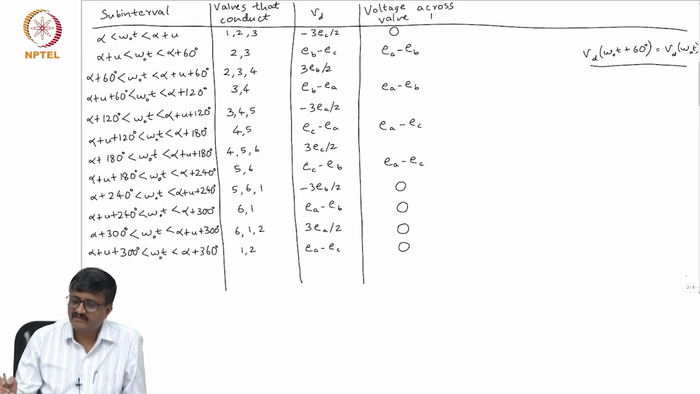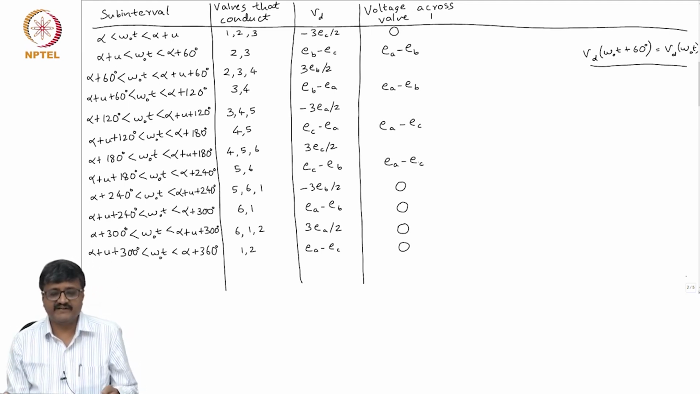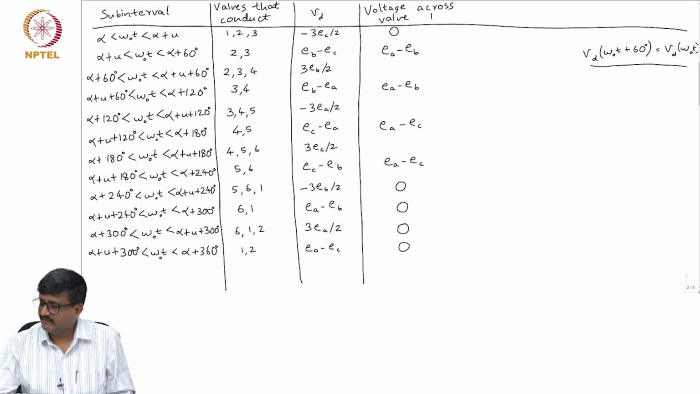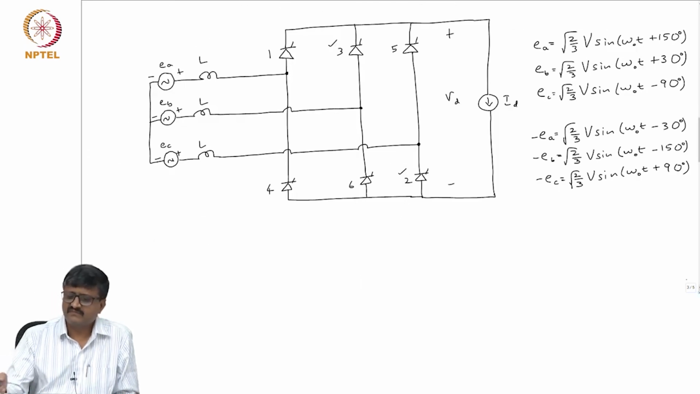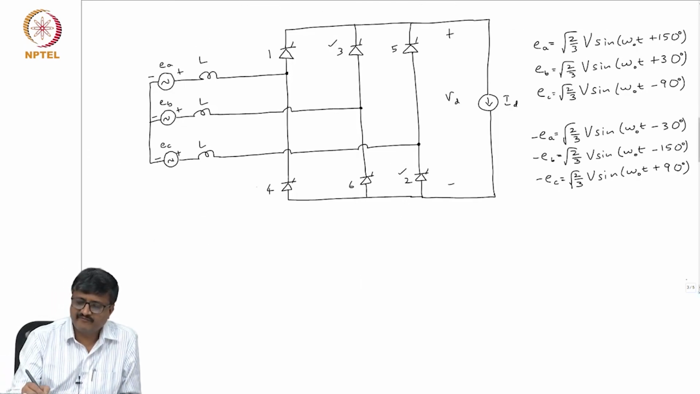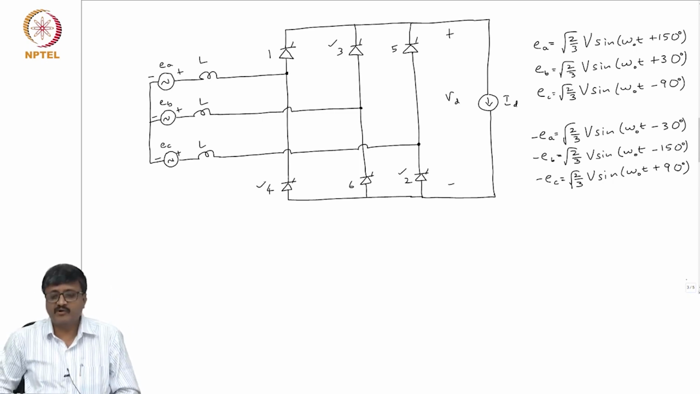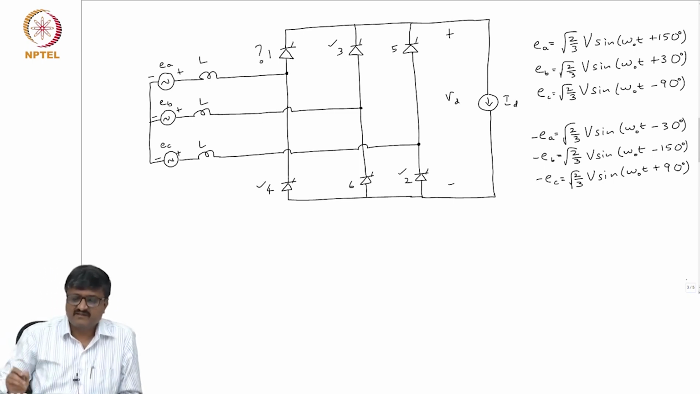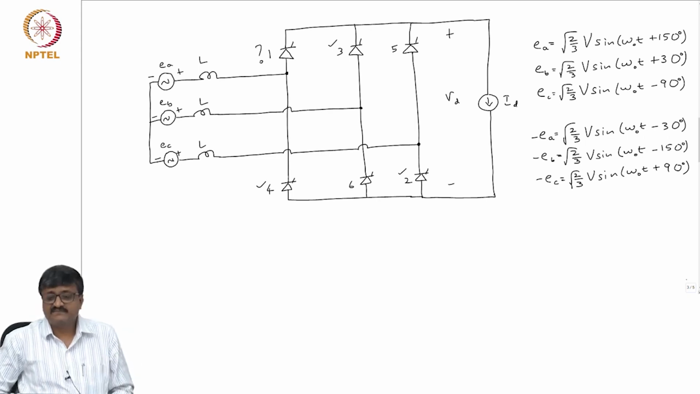Now, let us come to the subintervals in which 3 valves are conducting. Take the third subinterval, where valves 2, 3 and 4 are conducting. Let us come to this circuit. What is the voltage across valve 1? EA minus. Note that when 3 valves are conducting, the drop across the inductance is not 0. Only when 2 valves are conducting is the voltage across the inductance 0, because the current is constant.